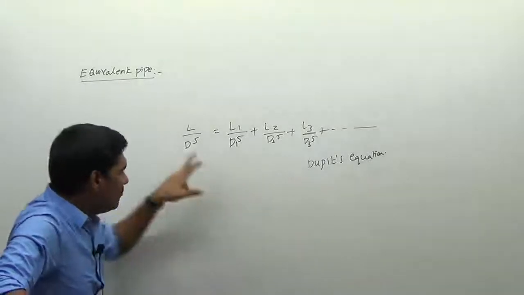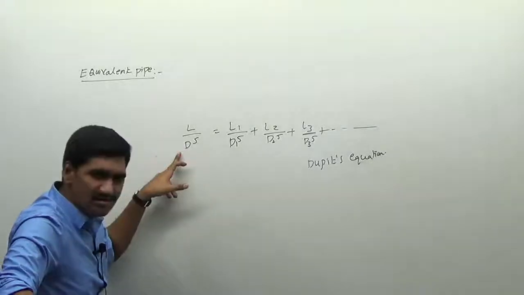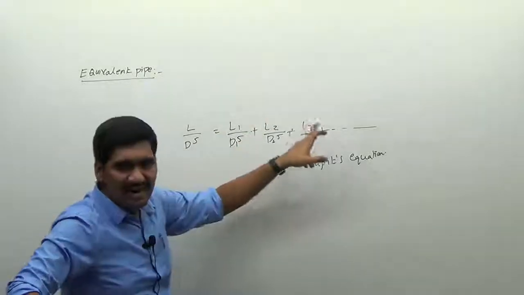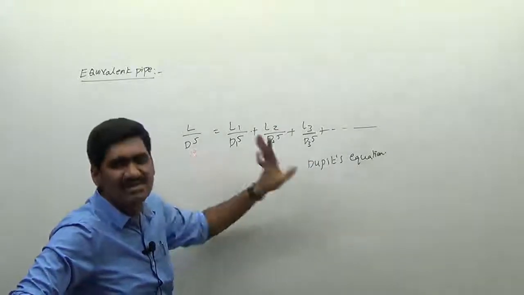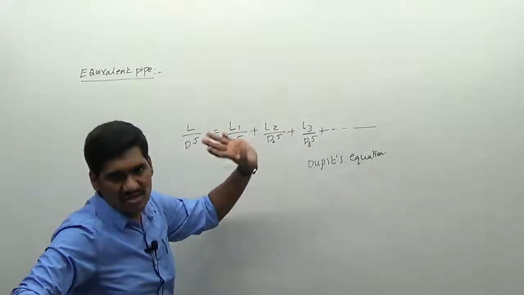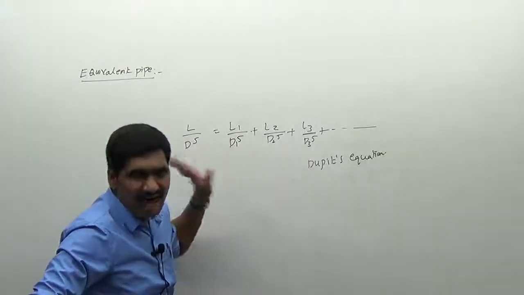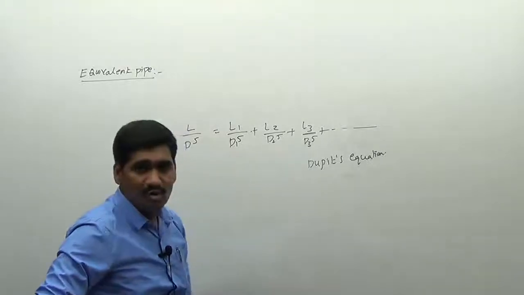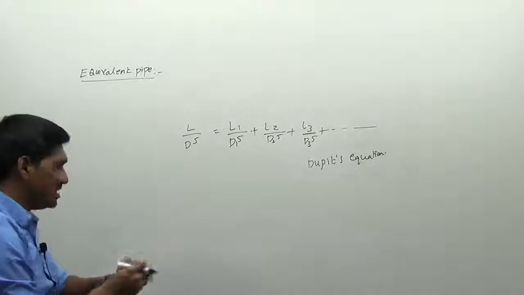Here L is the length of the equivalent pipe, D is the diameter of the equivalent pipe, and L1, L2, L3 are the lengths. You may have two sections or a single section in the given series of pipes. D1, D2, D3 are the diameters of the corresponding sections. Please note down, we will go for a simple problem on this Dupit's equation.